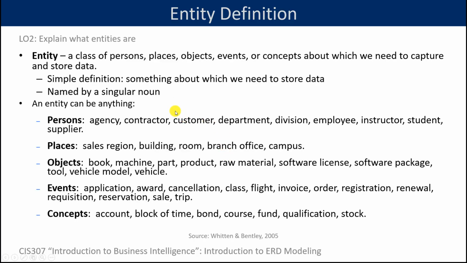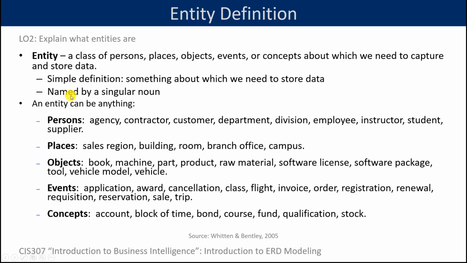Okay, so let's start with the first fundamental concept of ERD models, entities. So what is an entity? An entity is a class of persons, places, objects, events, or concepts about which we need to capture and store data. I'm not sure whether this sentence is grammatically correct, but I would say that an entity is something about which we need to store data. We need to store data about students, so we create an entity called student, for example.